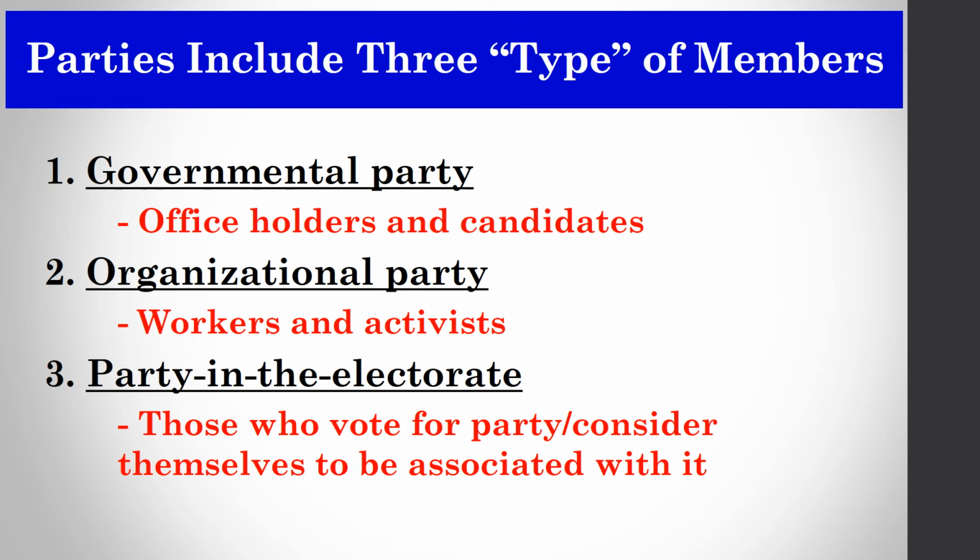So finally, the party and the electorate. And this title sort of literally tells you who these individuals are. These are the individuals in the general population who are eligible to vote and who vote for that party. That's all that we mean by this, party and the electorate. The individuals in society who are eligible to vote, who vote for a particular party. But these three types of members are important to understand how a party sort of comes to be.